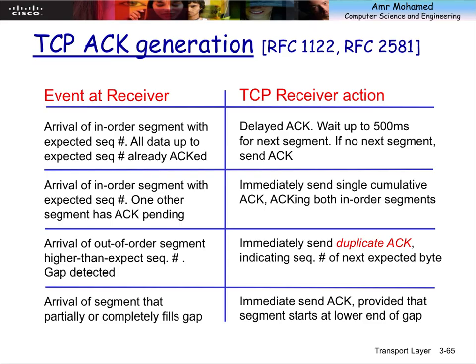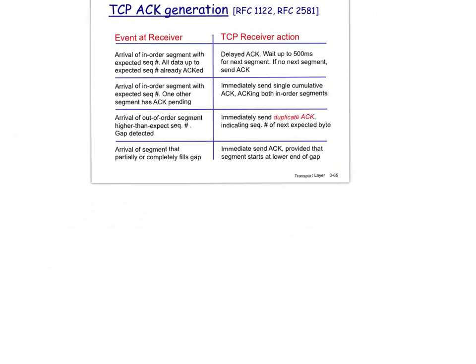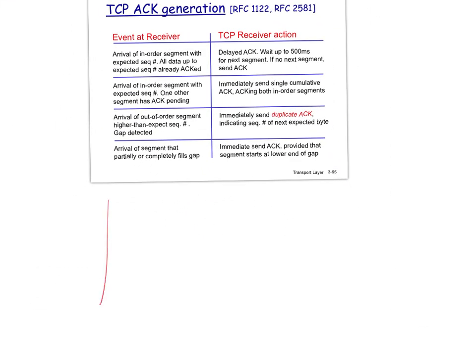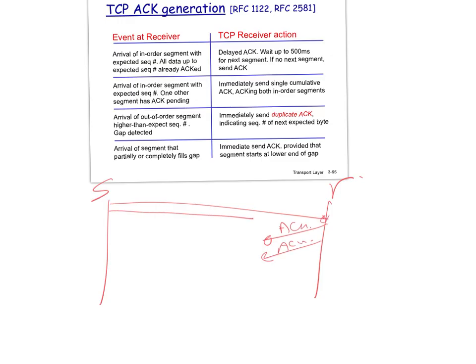Okay, so now the question is, how does the receiver generate this acknowledgement? One simple approach is to say that we send, receive. Remember, the acknowledgement is cumulative, right? So the sender sends a segment, I send an acknowledgement. The sender sends another, I send an acknowledgement. So the receiver in that case is a dumb receiver. Whenever it receives a segment, it sends the acknowledgement.